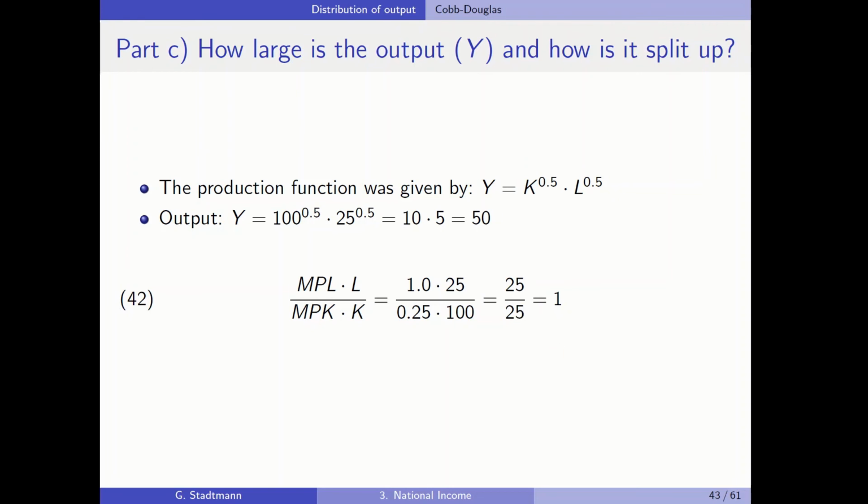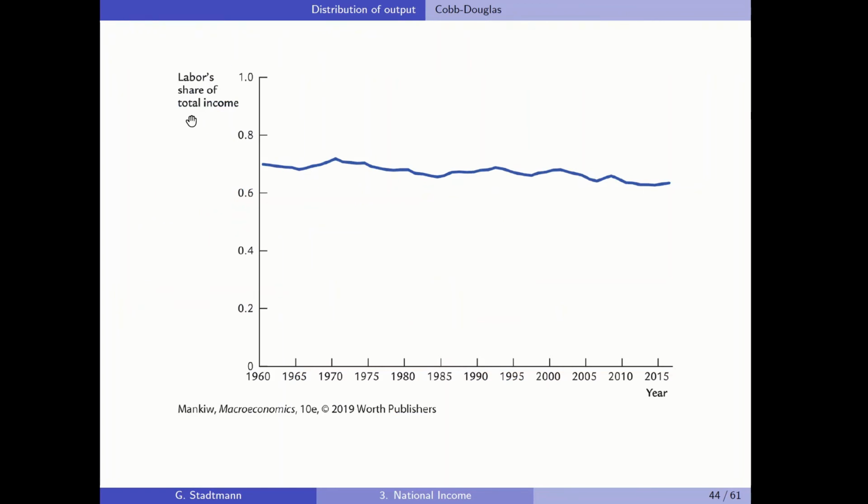We started this subchapter by looking at the following graph, where we can see the labor's share of total income over time, which is pretty constant. So it seems to be the case that the production function is pretty constant over time. In the textbook, they really zoom in and they observe that in the last few years, there is a small tendency that the labor's share of total income decreases. And in case that you are interested in this discussion, please have a look at the textbook. They talk about why the labor share of income is decreasing a little bit in the last few years.